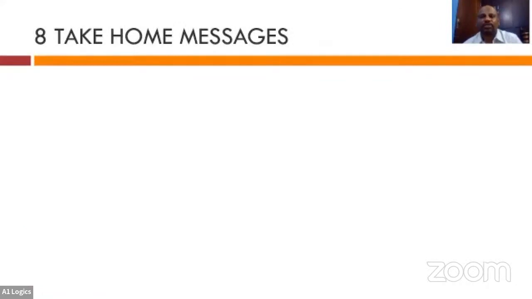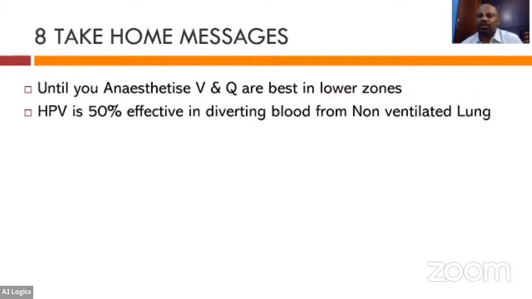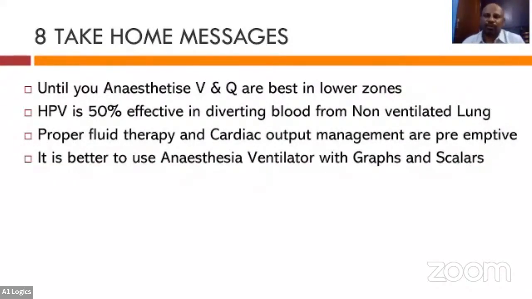So I'll give you 8 take-home messages, two in a bunch together. The first two are: until you anesthetize in a lateral decubitus position, VQ is best in the lower zone. Once you anesthetize, paralyze, and open the chest, the VQ mismatch is such that the ventilation is in the non-dependent lung and the perfusion is in the dependent lung. And always remember, HPV is only 50% effective in diverting blood away from the non-ventilated lung. The rest you should take care of. Proper fluid therapy and cardiac output management are preemptive and preventive of hypoxia in the intraoperative period. So many times we only look at managing the ventilatory strategy.